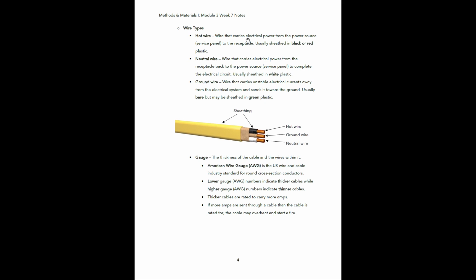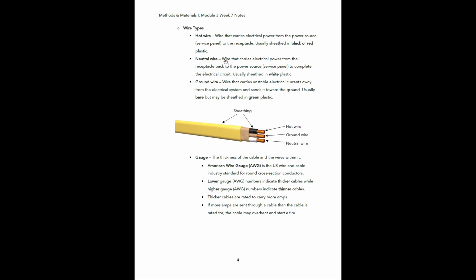First we have our hot wire. This is the wire that carries electrical power from the power source, the power source in our case being the service panel, to the receptacle. Usually it's going to be sheathed in black or red plastic, okay? Almost always you're just going to see a single cable, which is just black, but in some cases you can have multiple hot wires within an individual cable, and usually you will see a black one and a red one next to each other.